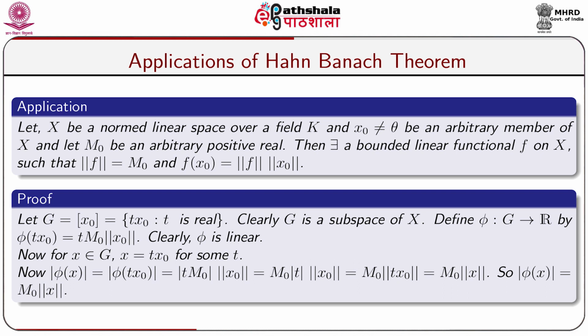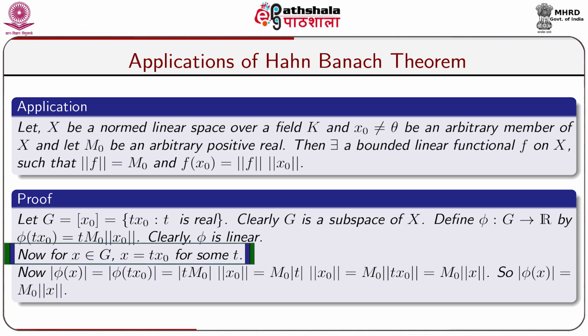Define a mapping phi from G to R by phi of t x naught is equal to t into m naught into norm of x naught. It can be easily verified that phi is linear, that means phi of x plus y is equal to phi x plus phi y for all x, y belongs to G, and phi of alpha x is equal to alpha into phi x for all real scalars alpha and for all x belongs to G.